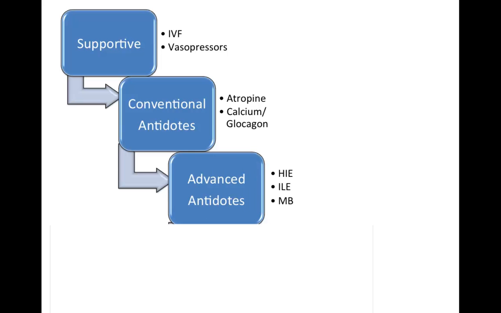What's actually going to improve the patient's clinical picture and shock are the more advanced antidotes, such as high-dose insulin, lipid emulsion therapy, and methylene blue. These advanced antidotes are going to be discussed in detail in the cutting-edge antidote theme in the advanced module section. However, we'll talk about them briefly here.